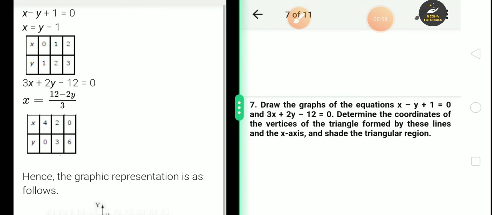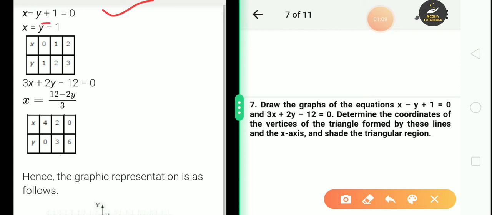First equation is x minus y plus 1 is equal to 0, that is x is equal to y minus 1. So when y is equal to 1, we can get x is equal to 0. When y is equal to 2, we can get x is equal to 1. And when y is equal to 3, we can get x is equal to 2. Therefore coordinates are 0, 1, 1, 2 and 2, 3.